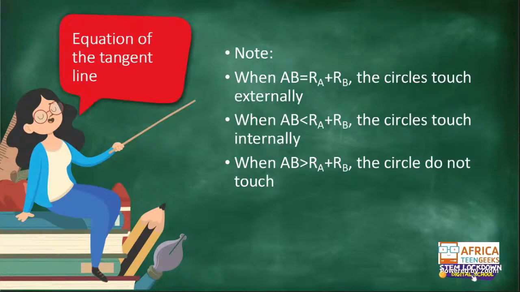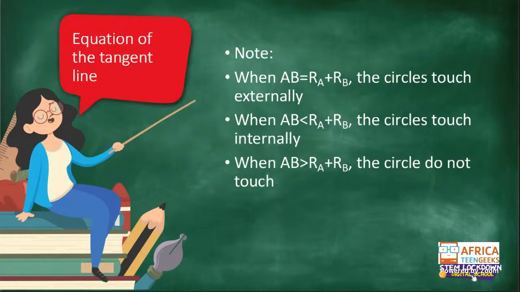So you're going to see that when the distance between the two circles is equal to the sum of the two radii, we say that the circles touch externally. When the distance between the two centers of the two circles is equal to the sum of the two radii, we say that the circles touch externally.